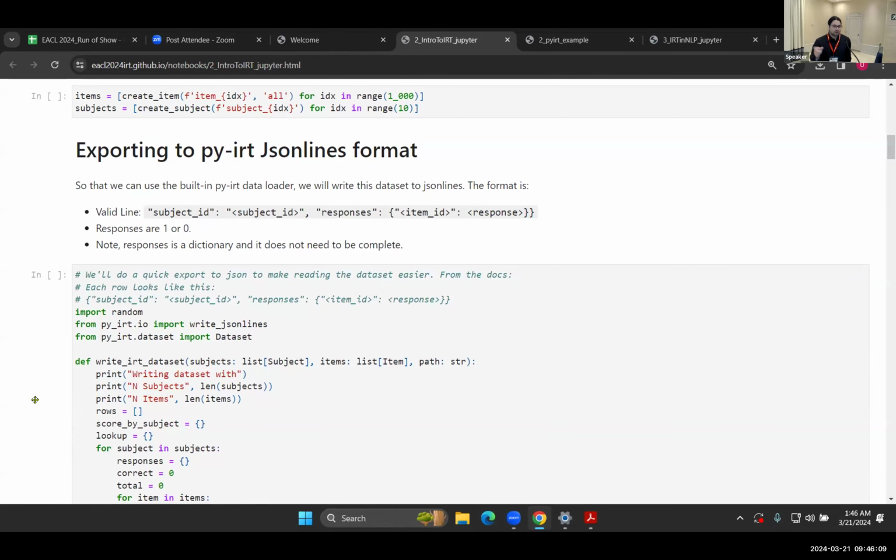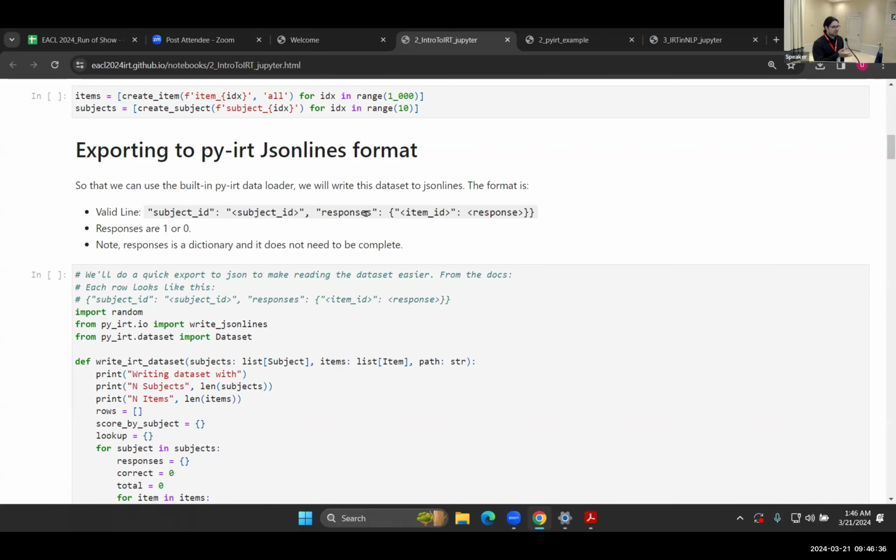Then we're going to export this data to PyIRT format. And this highlights one of the interesting things about IRT. So this will be a JSON lines formatted file, and each line will be essentially the data for one subject. And one of these dictionary entries is responses. And we made this a dictionary because you don't actually need all the responses for every model.